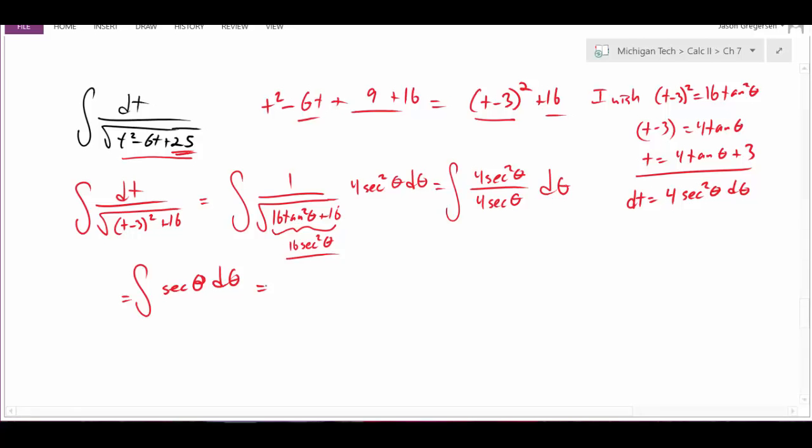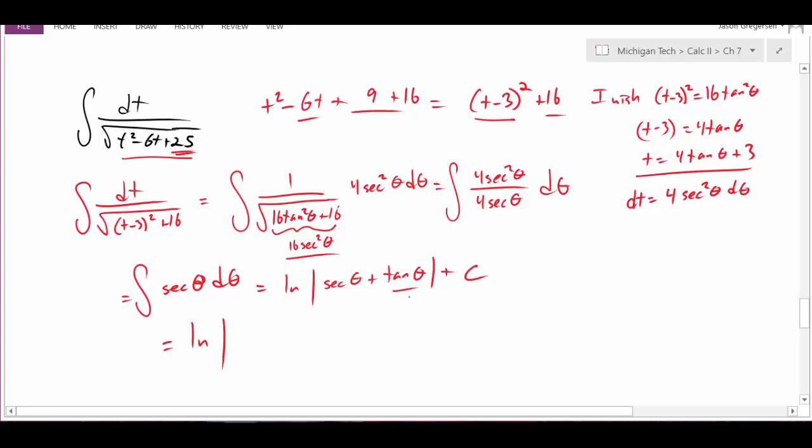So you should be able to reference the fact that the integral of secant theta d theta is equal to the natural log of the absolute value of secant theta plus tangent theta plus our constant. All right, so now we have our integral value here, and now the only tricky part is we don't want our result to be in terms of theta, we want it to be in terms of t. So now we have to go in and plug our t values back in. So how do we do that?